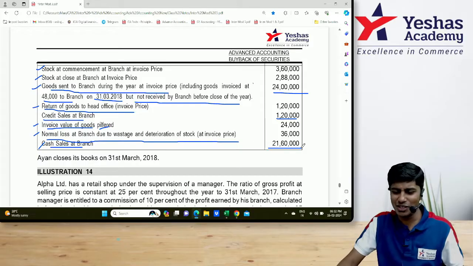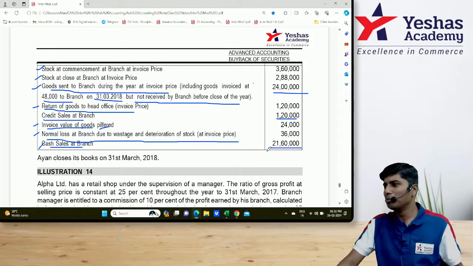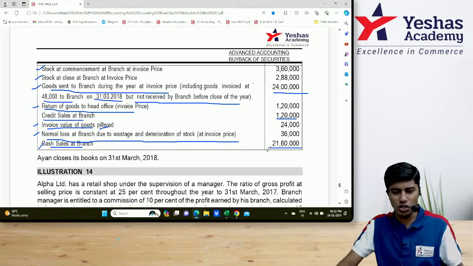Cash sales at branch 2160. What is the entry? Branch cash account debit to branch stock.